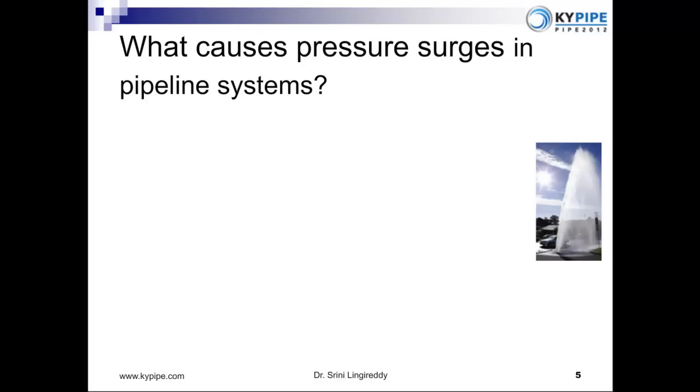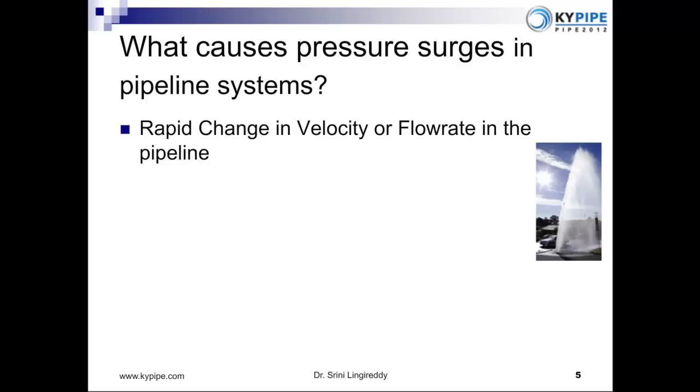So let's talk about what causes pressure surges in the pipeline systems in the first place. There are many reasons: pump trip, pump startup, pump shutdown, valve closure, pipe burst. There are many, many reasons why there could be pressure surges in the pipeline systems, but I can summarize all of this into one simple statement.